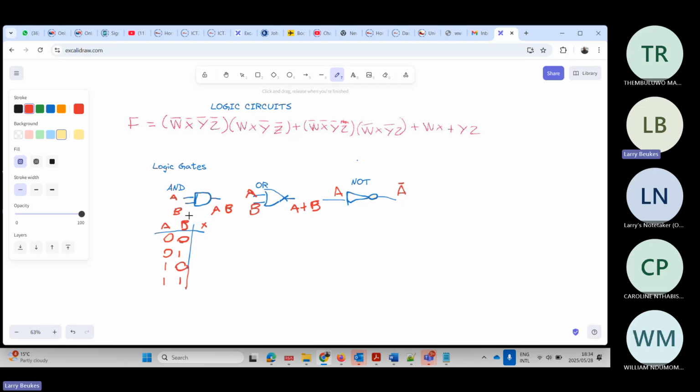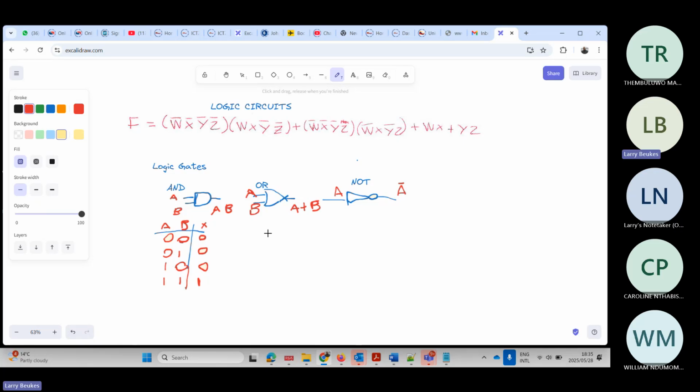An AND gate only works if both inputs are high, then the output will be high. So if it's 0, 0, low, low, the output is 0, right? 0, 1, the output is 0, right? 1, 0, the output is 0. When both inputs are high, the output is 1. This is basically the truth table for an AND gate, right?